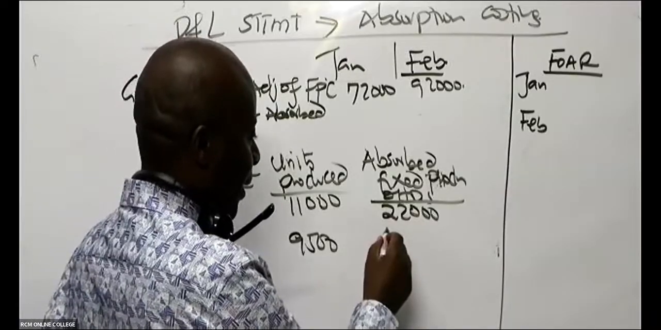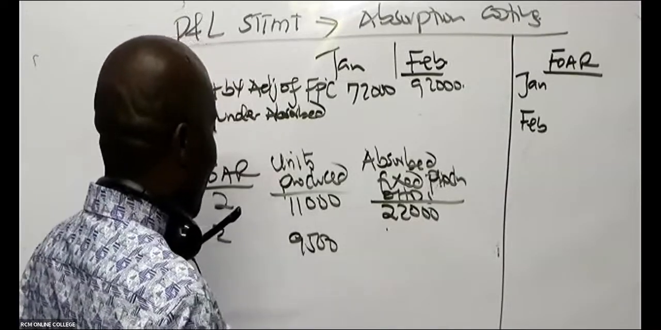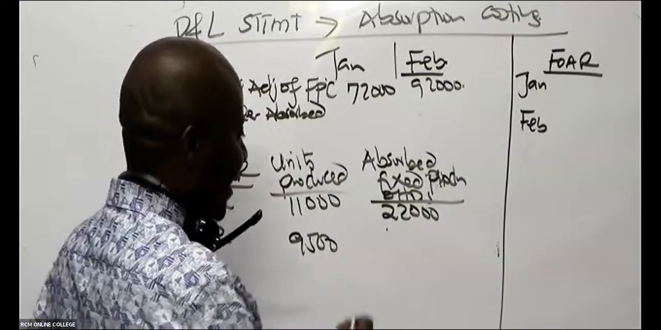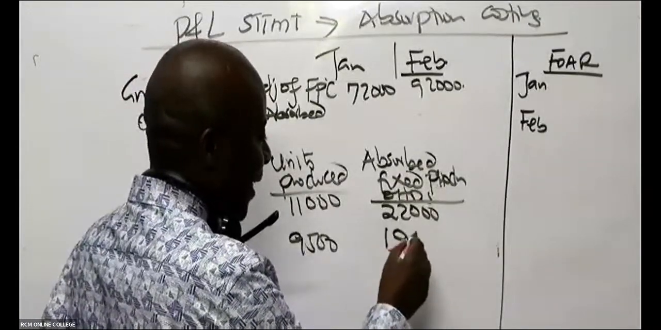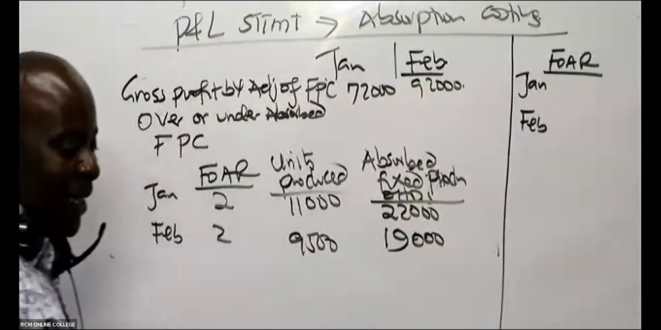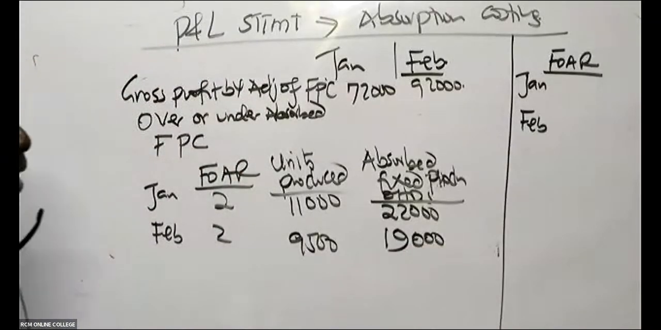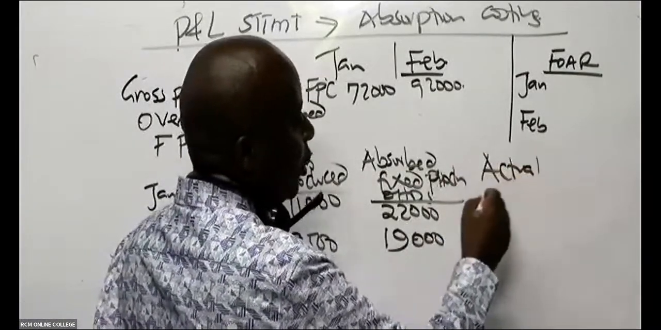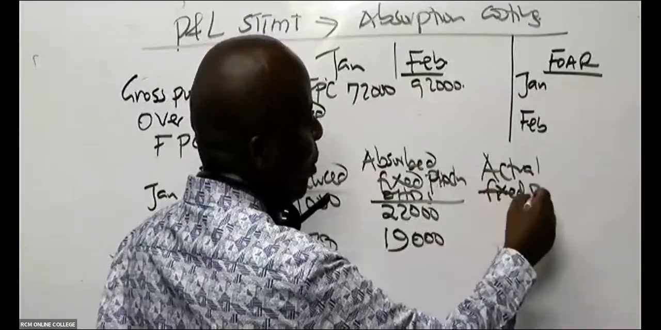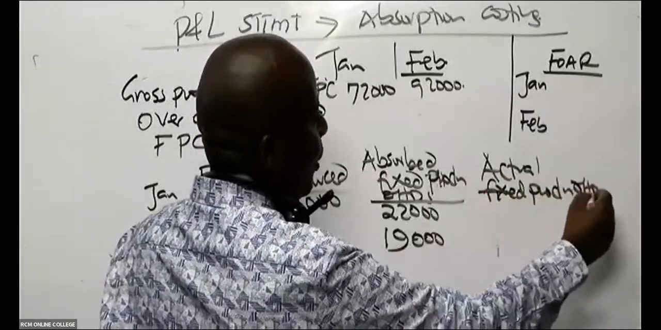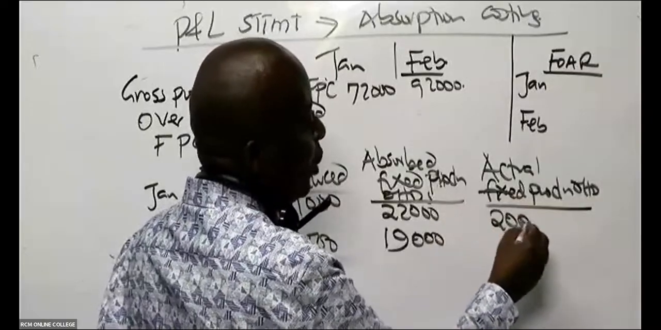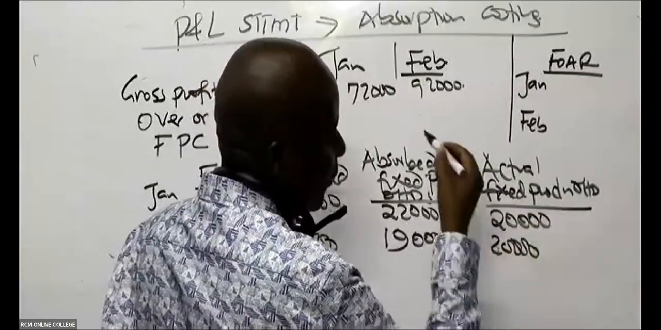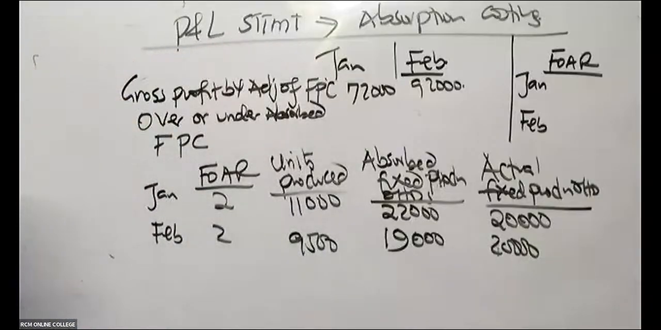2 times 9,500 is 19,000, isn't it? Yeah, you are following very well. Thank you very much. So then give me the actual fixed production overheads. The actual fixed production overhead you told me is 20,000 per month. So then what is the difference?